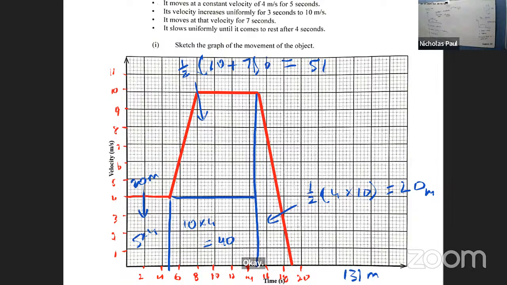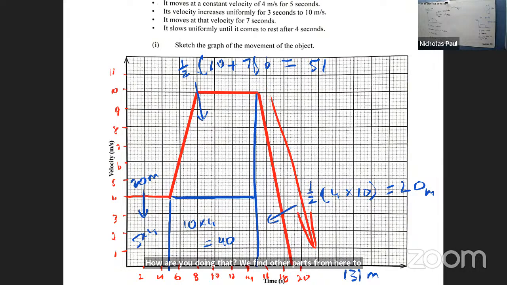Are you ready? Right, so find the acceleration during the final part. The final part is this part coming down here. The final part is from here to here.